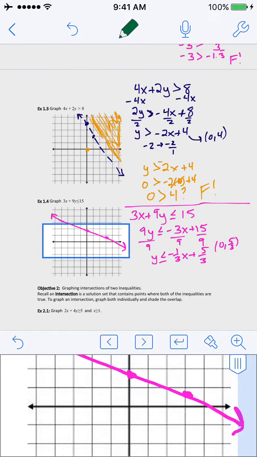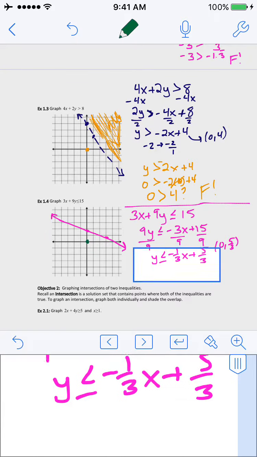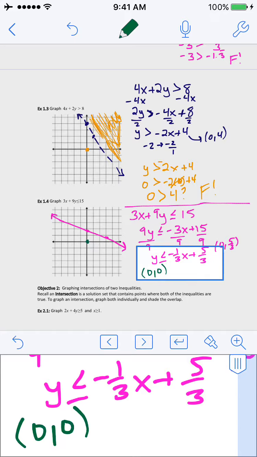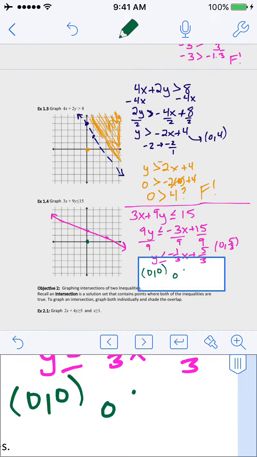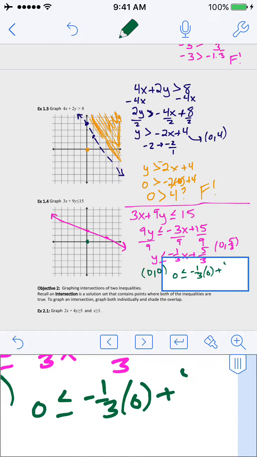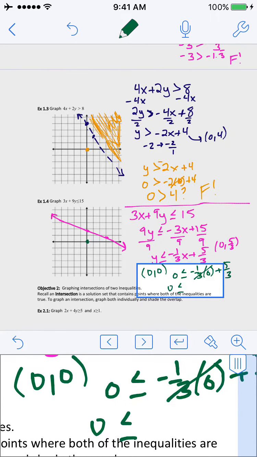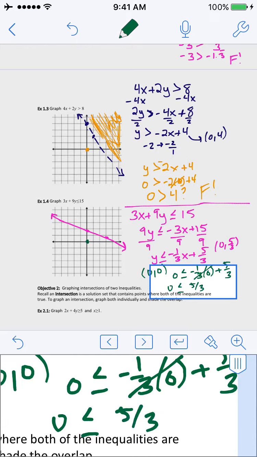I'm going to pick 0, 0 again. Because why not, right? So my test point of 0, 0. So 0 is less than or equal to negative 1/3 times 0 plus 5/3. That cancels. I get 0 is less than or equal to positive 5/3. Is 0 less than or equal to 5/3? Well, 0 is not equal to 5/3. But it's or, right? So it could be less than or equal to. 0 is less than 5/3. And since it's got one of the cases, that is a true statement.